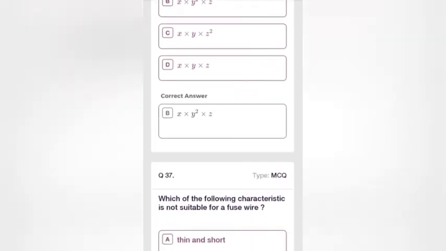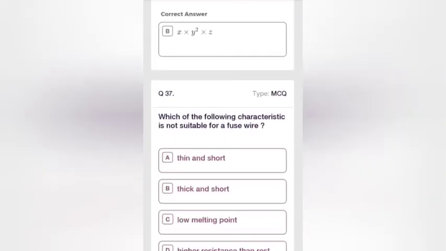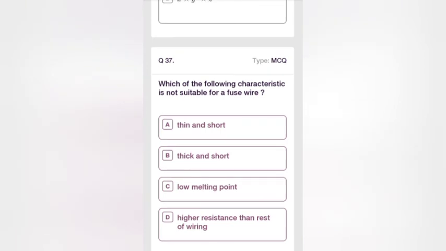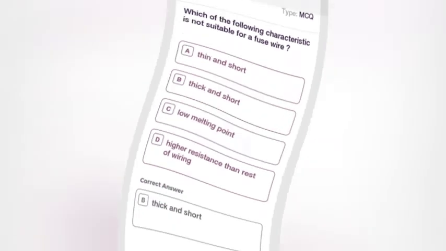Which of the following characteristics is not suitable for fuse wire? See, fuse wire, how should it be? It should be thin and short, and it should have low melting point. It should have higher resistance than the rest of the wiring. So thick and short should not be the suitable characteristic of fuse wire. So therefore this is the correct answer, option B, thick and short.